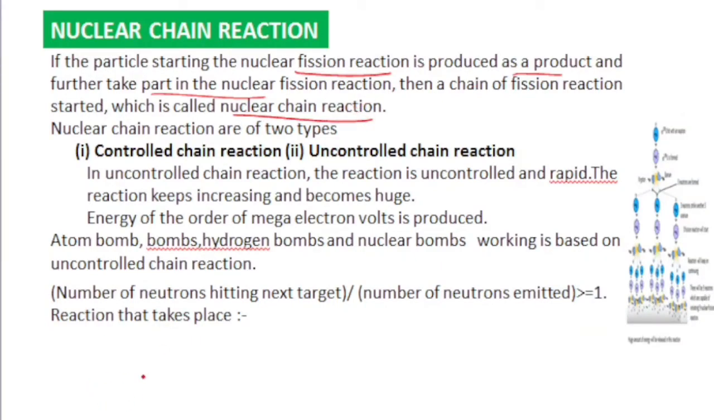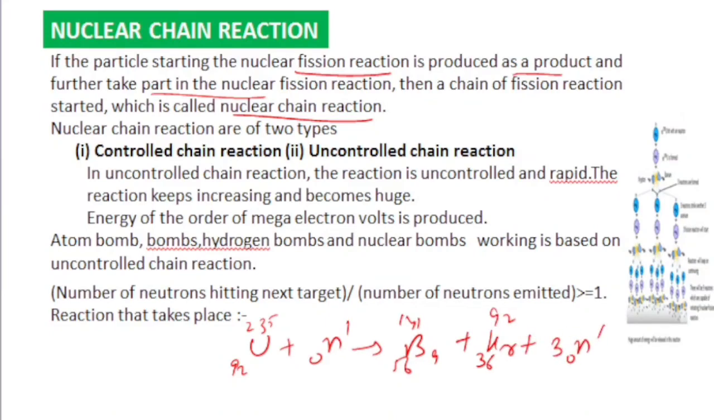Suppose in the first one, uranium-92-235 strikes with neutron 0-1, it produces barium 56-141 plus krypton 36-92 plus 3 neutrons released in this process. Again these 3 neutrons take part in nuclear fission reaction. So what happened? One neutron produces barium, krypton and neutrons. The second neutron also produces barium, krypton and 3 neutrons, and the third neutron also strikes uranium-92, produces barium, krypton. In this way the chain reaction goes on. This is called nuclear chain reaction.